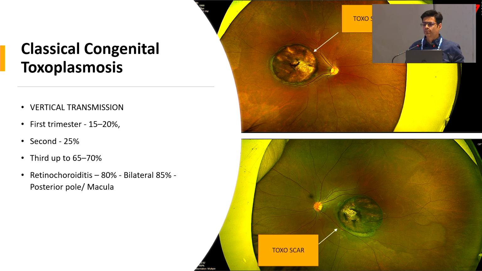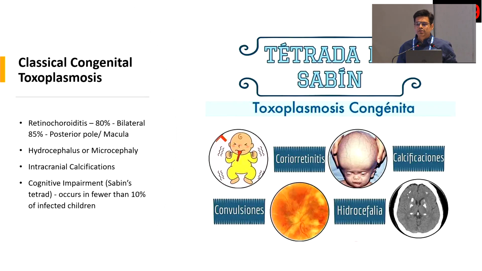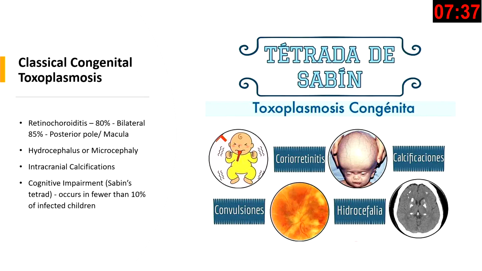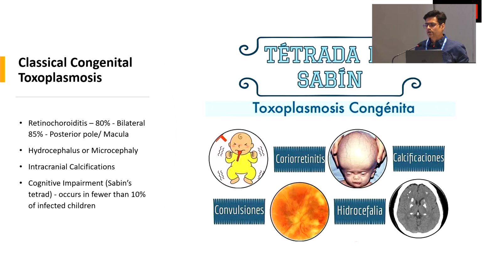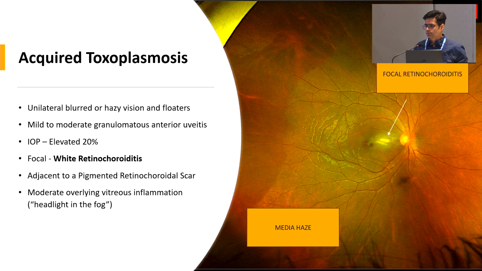And if you can see, the amount of pigmentation that is there is a little bit more than what you would probably see in a macular coloboma. There is another congenital form, which is Sabin's tetrad, in which apart from the retinochoroiditis, you also see hydrocephalus, intracranial calcifications, and cognitive impairment. Now, these are seen in a very small set of the population. Some of the literature says it's 2%, or some say it is 10%. The other, more common form is acquired toxoplasmosis, when the patient might land up saying that there's unilateral blurred vision, or the patient is having floaters.